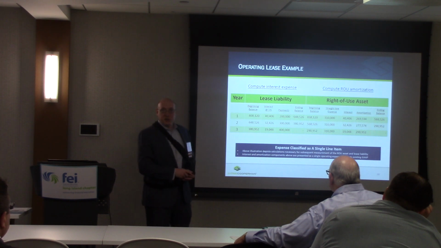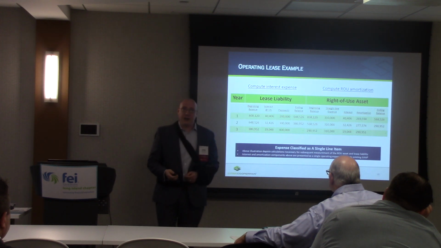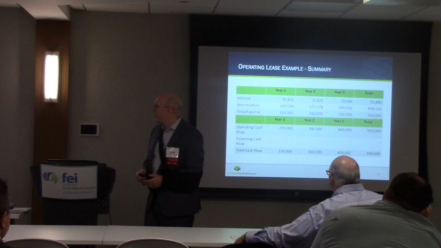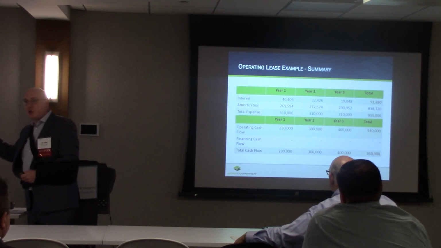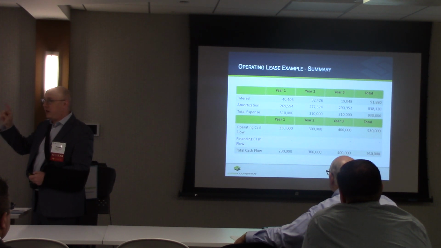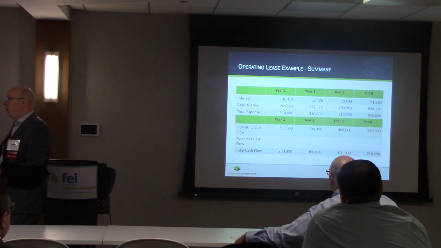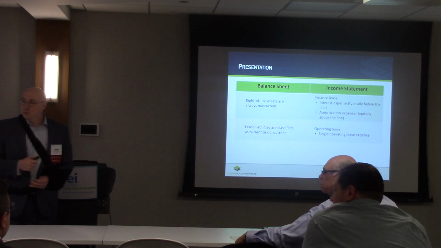So really, it looks like an Excel spreadsheet. You do it once, you pull it down, and it will calculate it out for you. Again, it says interest and amortization. That's really just to show you the components there, but it all gets recorded as one line item within operating expenses. Joe?